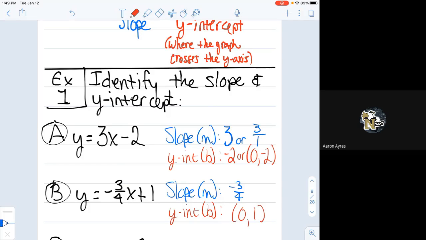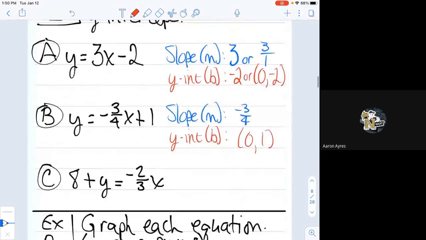Are we good? Good. Now, I'm going to show you how to graph these, okay? You've already done the first step, because the first step is pulling the slope and the y-intercept from the equation, all right? So we're actually going to graph equation A on the coordinate plane now. Does that make sense?